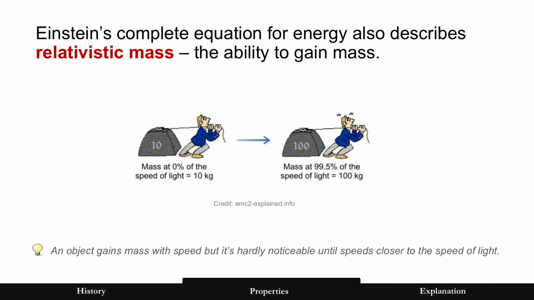Well, let's hit some properties of mass first. Right? Mass can change. Now, Einstein's complete equation describes relativistic mass, and that's the ability for an object to gain mass. And we don't really see it today because it's hardly noticeable until you reach speeds that are closer to the speed of light. This example that you see there, something that's maybe 10 kilograms, is 100 kilograms as you get very, very close to the speed of light, 10 times.